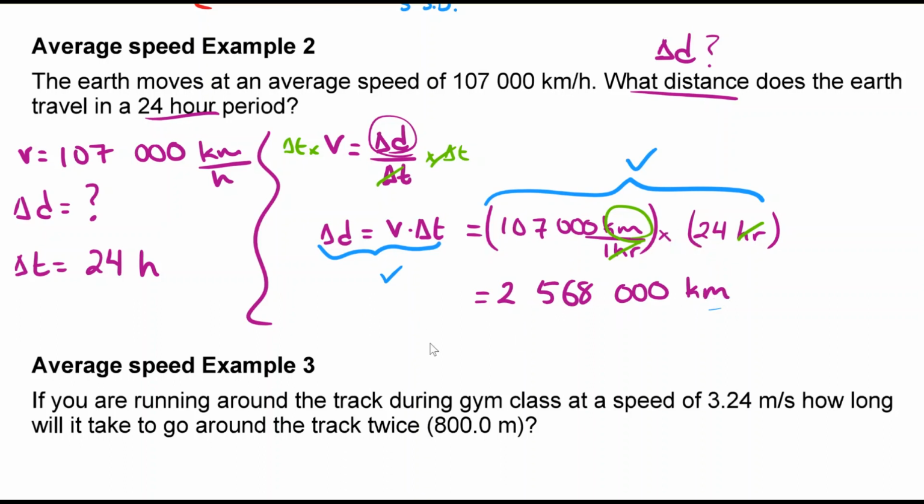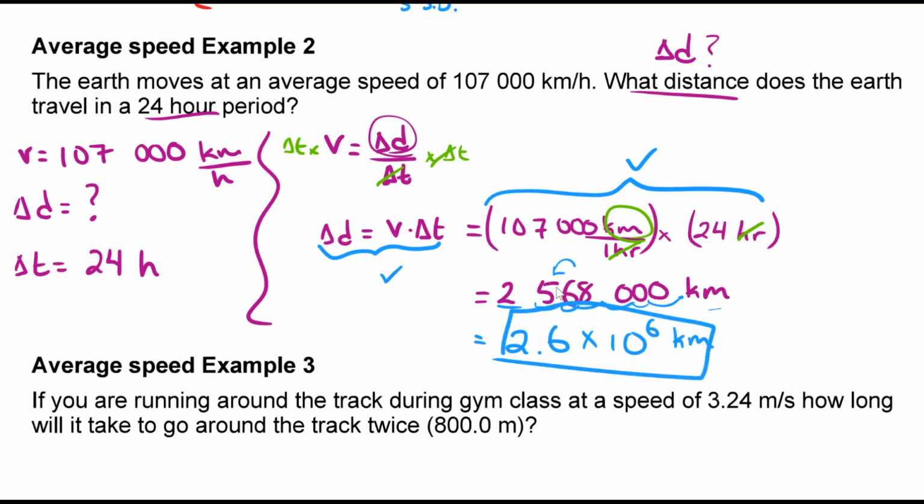I got a number with a unit. But the very last thing I've got to think about is significant digits. I see 6 significant digits here and only 2 significant digits here. So I need to round to 2 significant digits. So my real answer is 2.6, the 5 is going to get rounded up to a 6, times 10 to the power of, well, this is where the decimal is, 1, 2, 3, 4, 5, 6, times 10 to the power 6 kilometers.